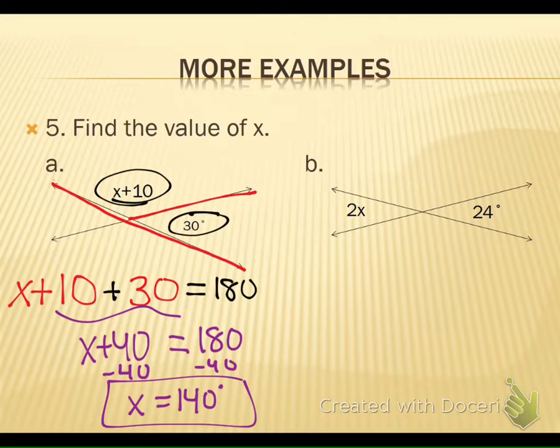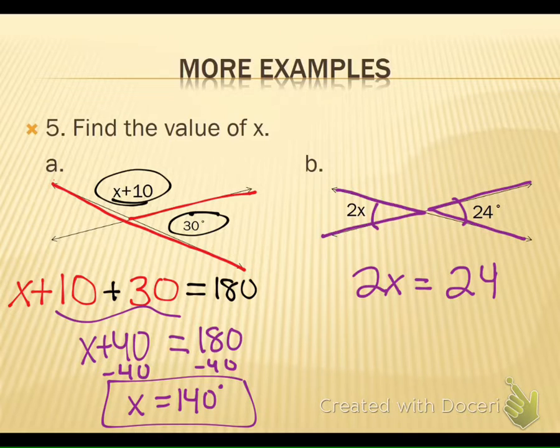All right, what do I know about part B? These are vertical, so they're congruent. Congruent means what? The same. The same means equal. Good. The answer is what? 12. Good.